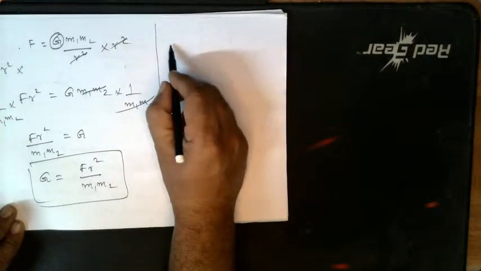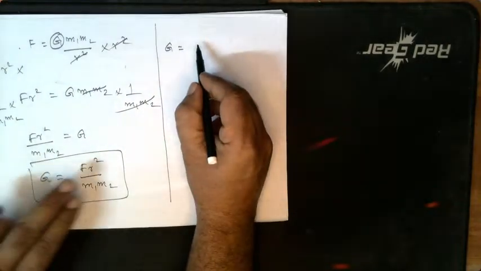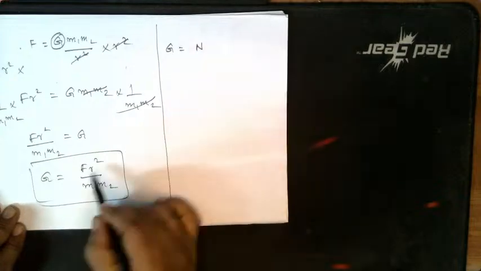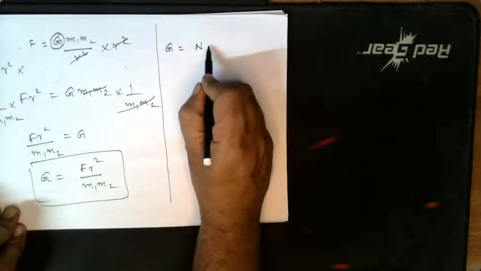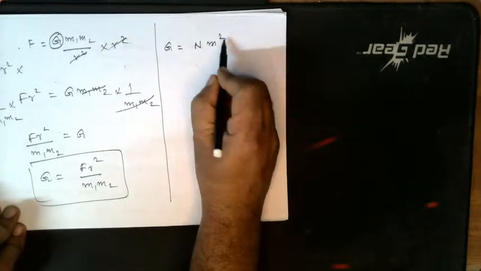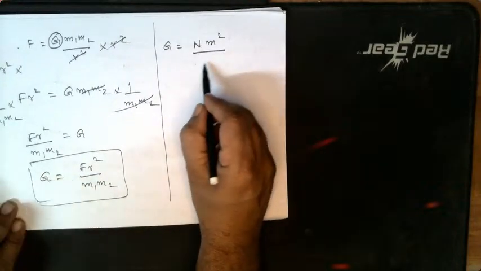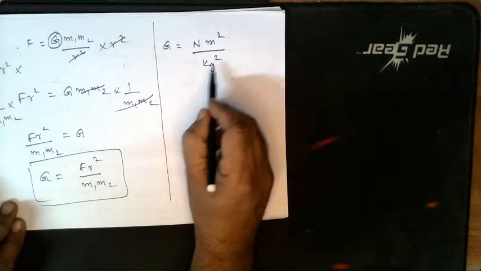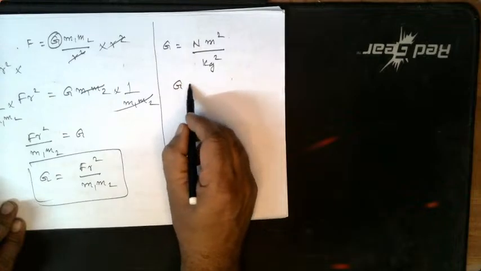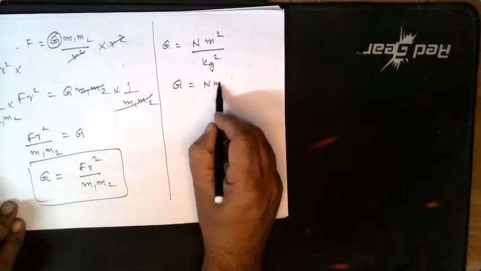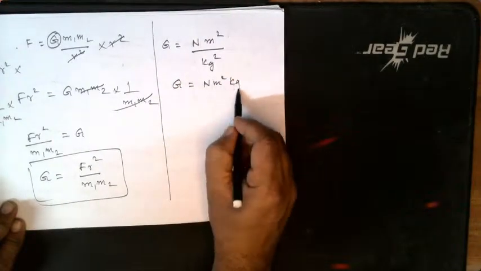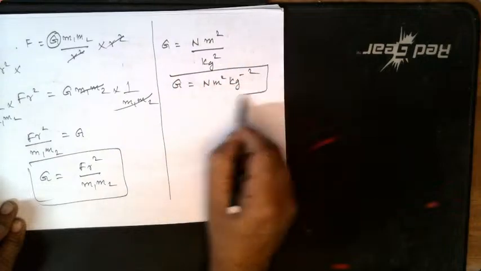Now let us evaluate G. We have to derive the unit. What is the unit for force? Newton. What is the unit for R? Meter, so meter squared. Divided by, what is the unit for M1? kg, so kg squared. Correct? Therefore G is equal to Newton meter squared kg power minus 2. This is the SI unit.